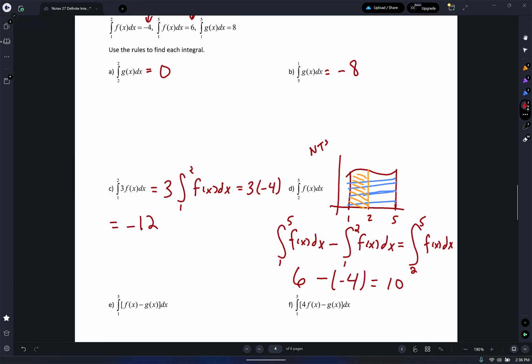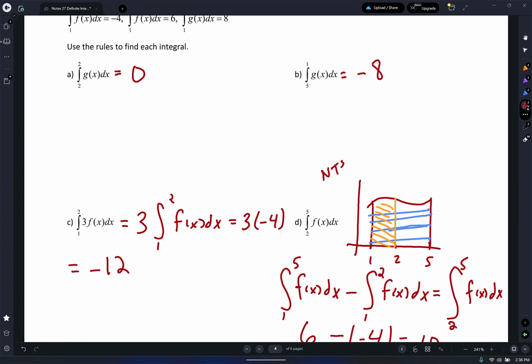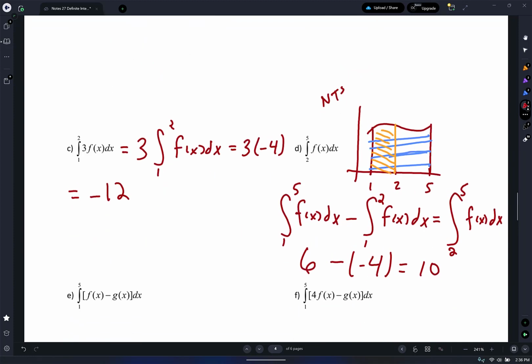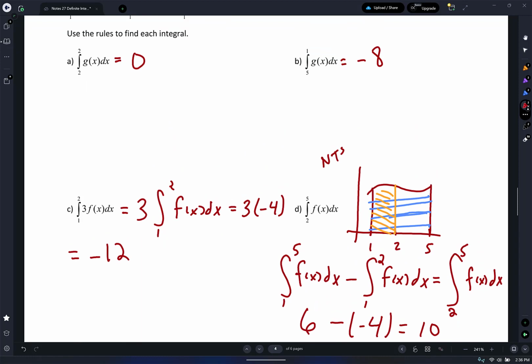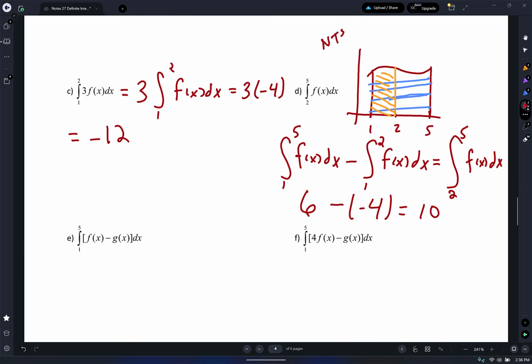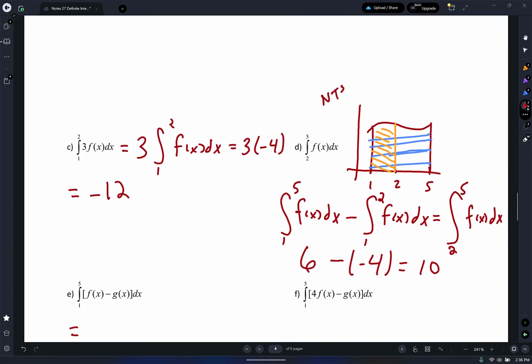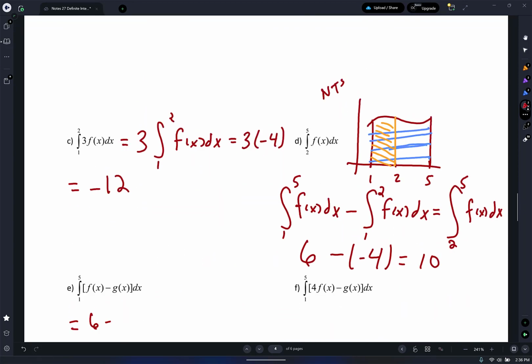Relax. Relax. You've got to check if you have both those limits on your f of x and g of x. I'm talking about letter E. Do I have 1 to 5 of f of x dx? Do I have 1 to 5 of g of x dx? So can I go ahead and do this? Yes. So this is nothing more than 6 minus 8, which is negative 2. Cool or not cool?